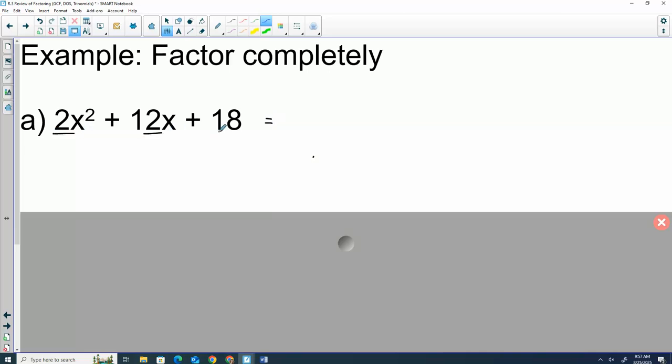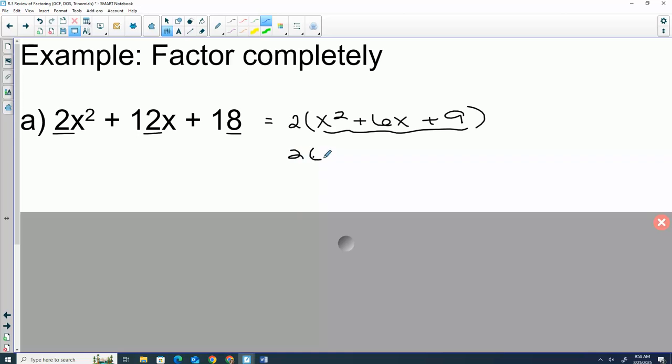All of these are divisible by 2. Now you want to be careful when you do that. It doesn't just go away. You're factoring it out, so it comes out in front. So then it's x squared plus 6x plus 9. Now we have to factor this inside.